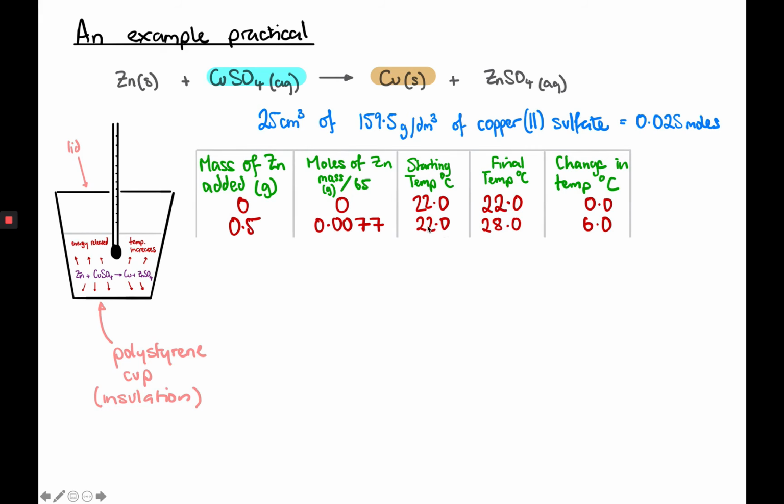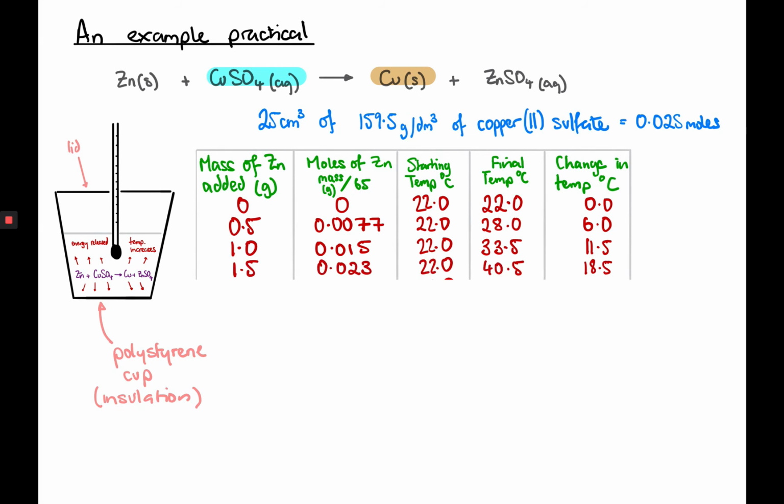Okay, and then I've got a starting temperature, final temperature, and I can see what my temperature change is. And then I increase the mass again, and I increase the mass again. If you look at these values of moles of zinc, you'll see that they are all less than the number of moles of copper 2 plus ions, or the copper sulfate. So that means all of this zinc gets used up, and there would actually be a few copper ions left over. And we can see there's a difference in the change of temperature each time.